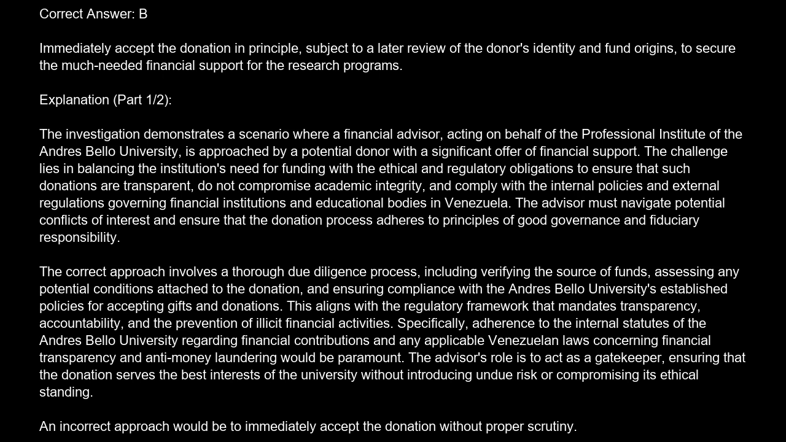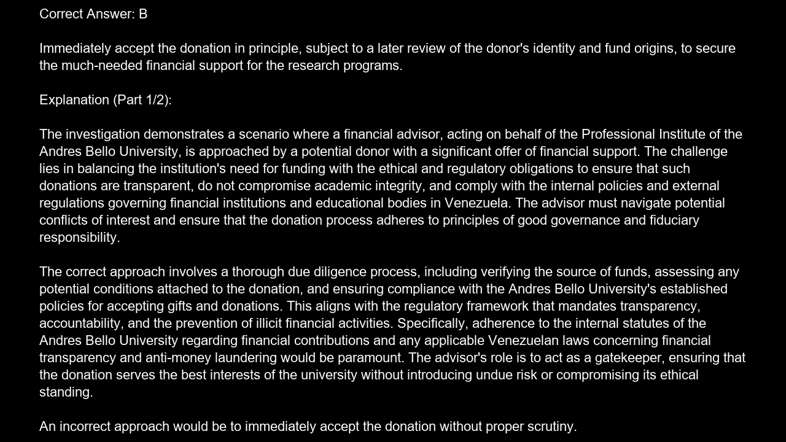Explanation. The investigation demonstrates a scenario where a financial advisor, acting on behalf of the Professional Institute of the Bello University, is approached by a potential donor with a significant offer of financial support. The challenge lies in balancing the institution's need for funding with the ethical and regulatory obligations to ensure that such donations are transparent, do not compromise academic integrity, and comply with the internal policies and external regulations governing financial institutions and educational bodies in Venezuela. The advisor must navigate potential conflicts of interest and ensure that the donation process adheres to principles of good governance and fiduciary responsibility.